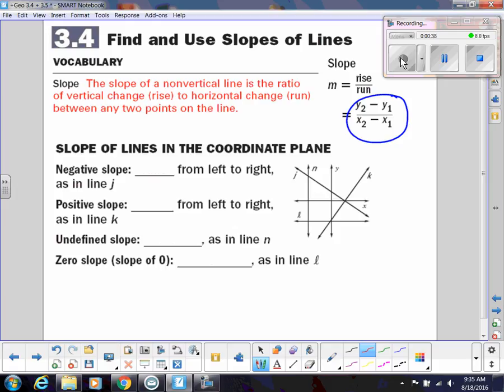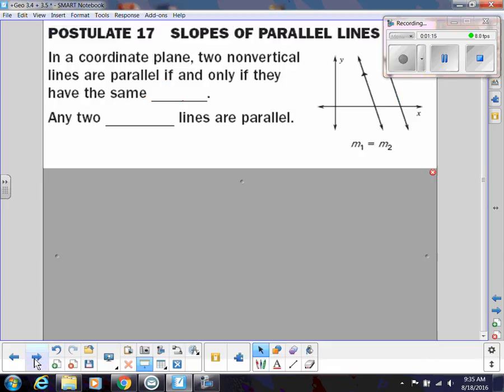Also, visually, a negative slope falls from left to right, just like line J. A positive slope rises from left to right, just like line K does. An undefined slope is vertical, just like N is. And a slope of 0 is a horizontal line, like this one right here. Nice reminders for you.